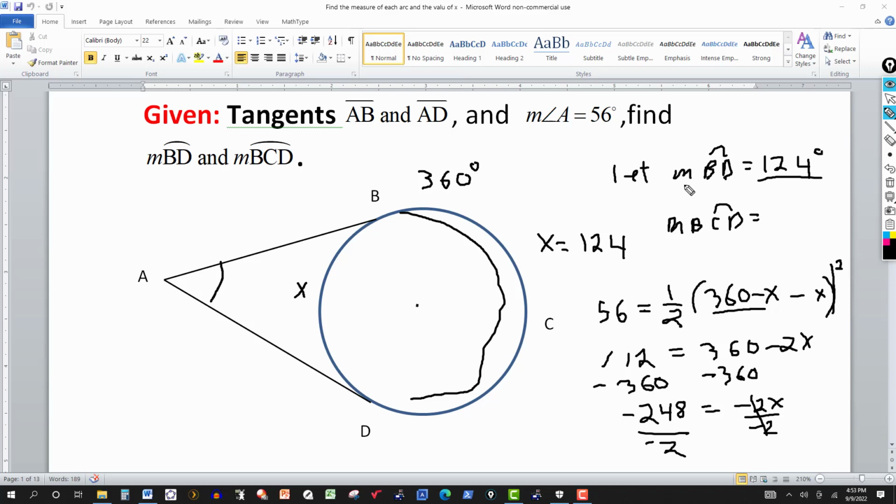Now there are some textbooks that say if they use the letter M here, measure of the angle, measure of the arc, it's understood to be degrees. So sometimes they just say measure of arc BD equals 124 with the understanding that it's degrees. But I'll just go ahead and put it in there. And then of course the difference between 360 as we saw and 124 is the larger arc, which is 236.